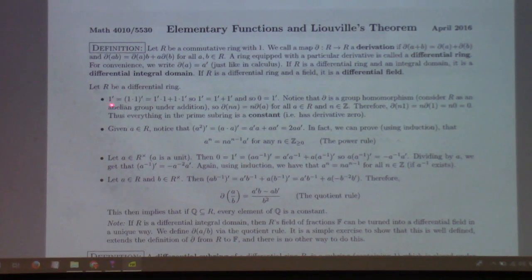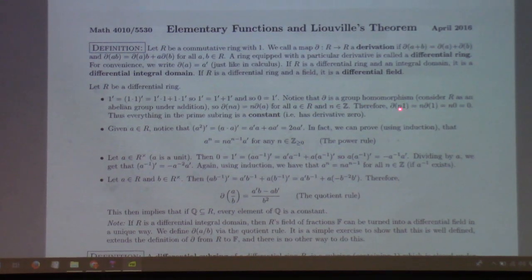If R is a differential ring, first of all, you can prove that the derivative of 1 is 0. That's generically true because it follows just from the Leibniz rule and the additivity. You can also see that the derivative is a group homomorphism with respect to the additive group structure: the derivative of n times a is n times the derivative of a. So we can break up across repeated addition. It's a group homomorphism in that sense.